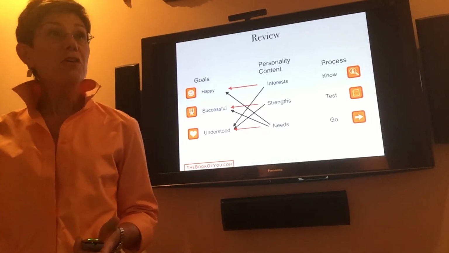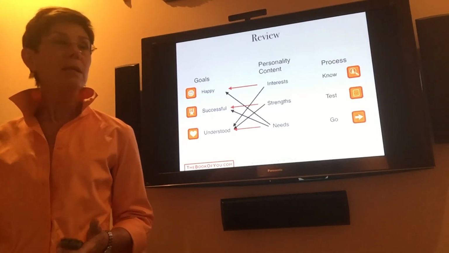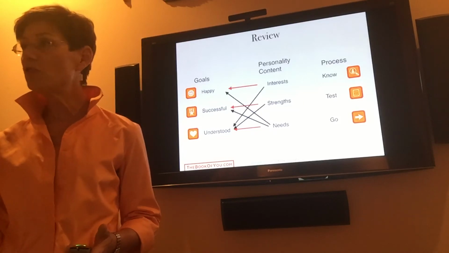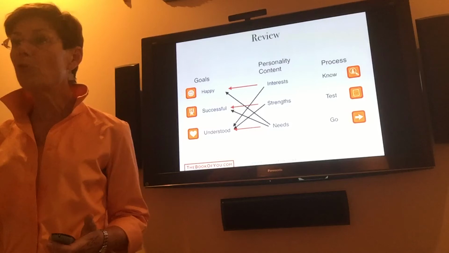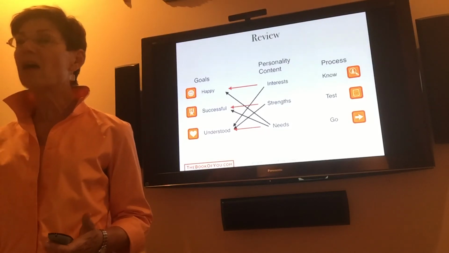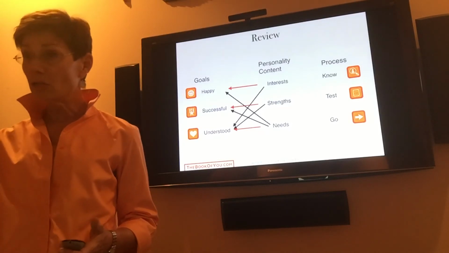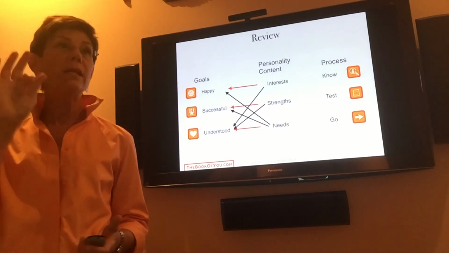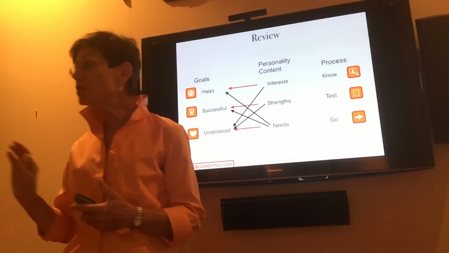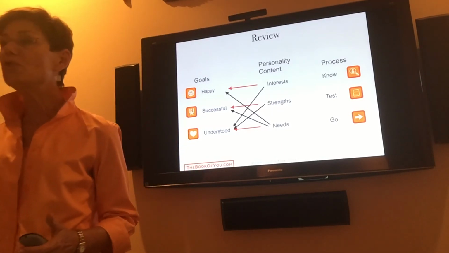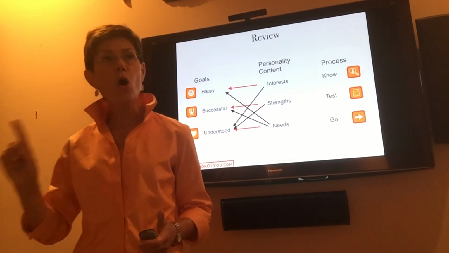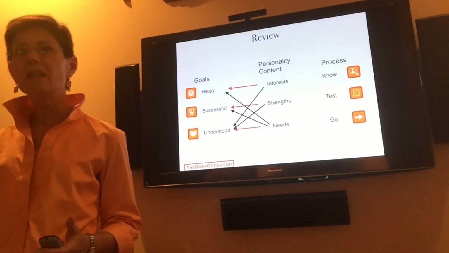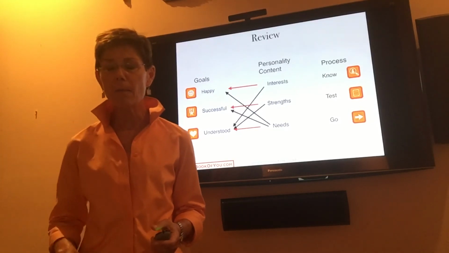There are three personality components that play into that: your interests, your strengths, and your needs. And there's a relatively simple process that you can go about to get clarity on that. Get a little kernel of information about you in each one of those areas. Go test it with someone who knows you well, and then begin to take action on it, but only action that you've tested with someone who knows you well.